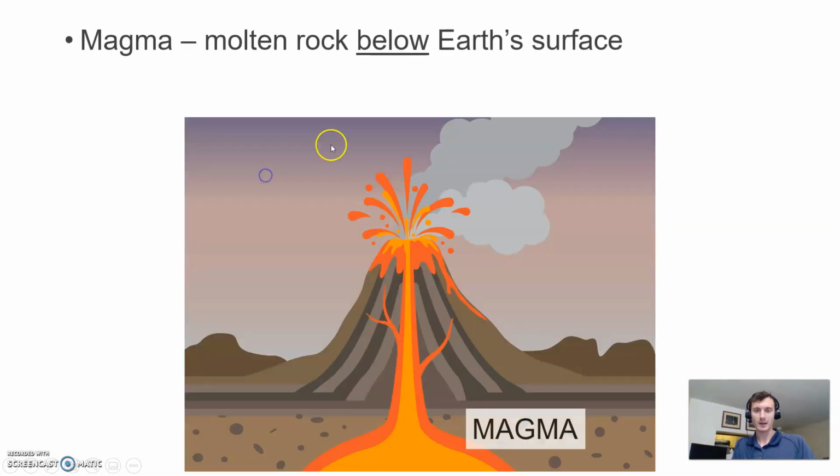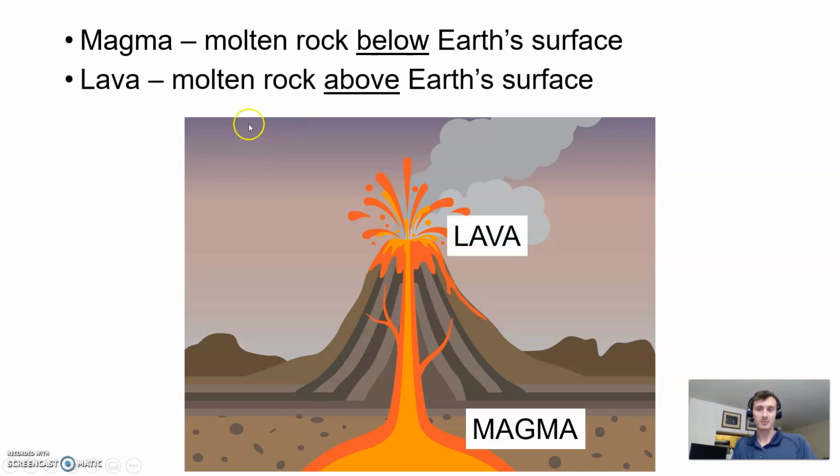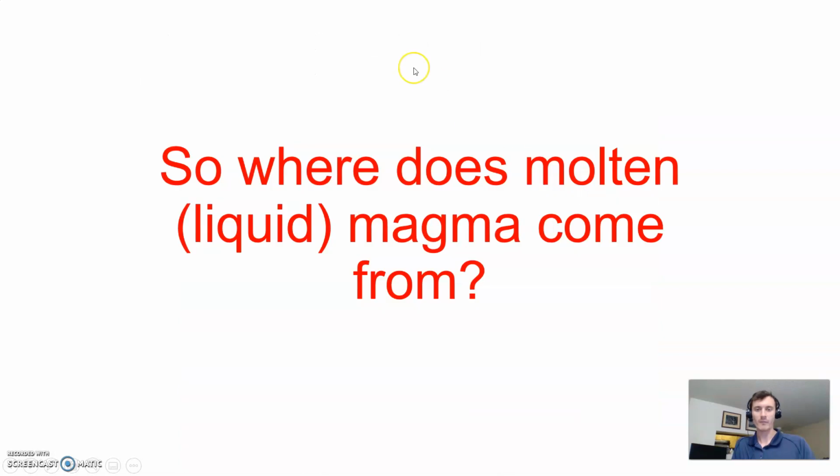Section 1 is going to cover molten rock. What do we mean? So this is what we're talking about when we say molten rock. Rock which is hot enough to have melted. If it is below the surface of the earth, we call this magma. If it is above, we call this lava.